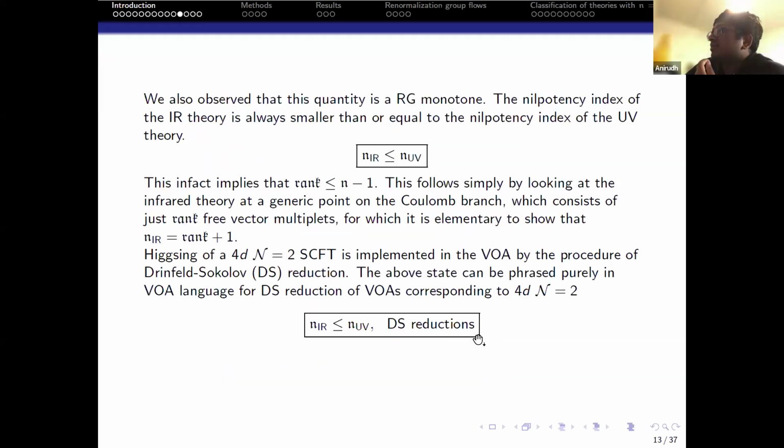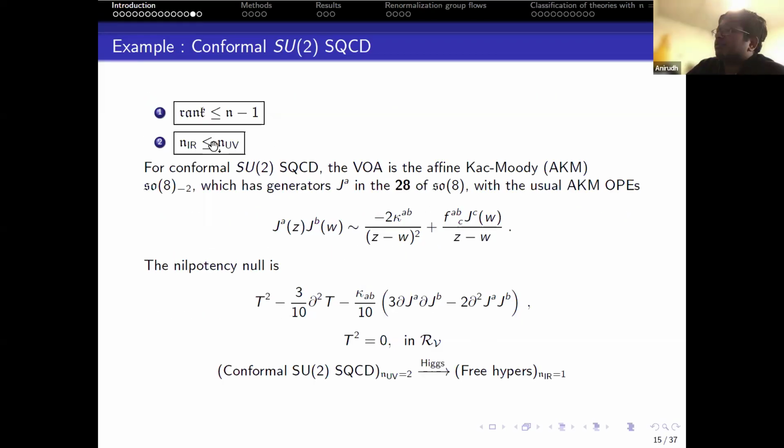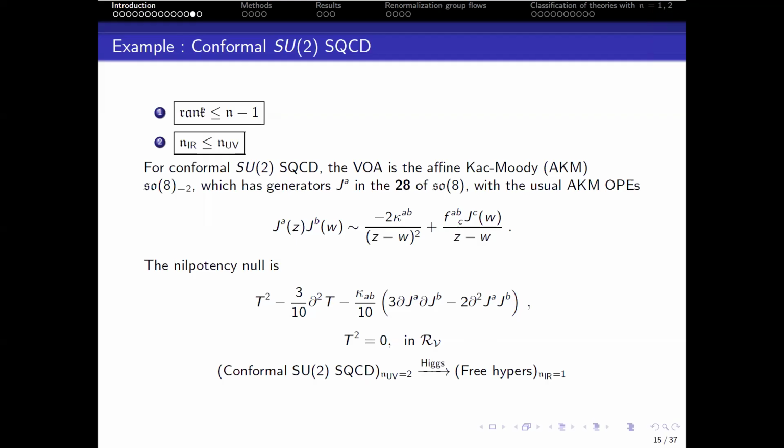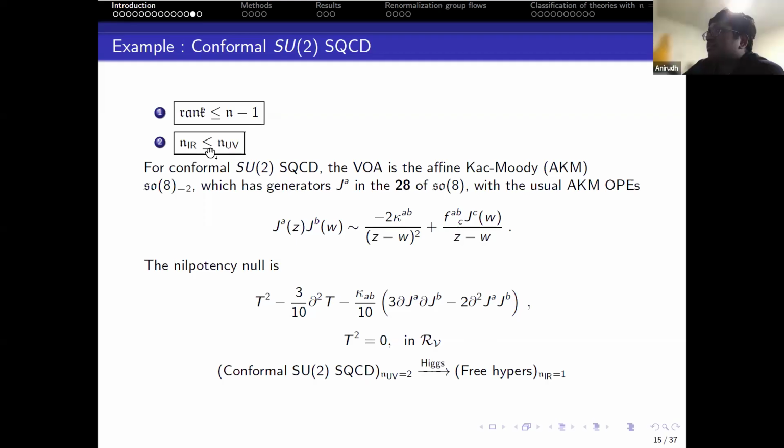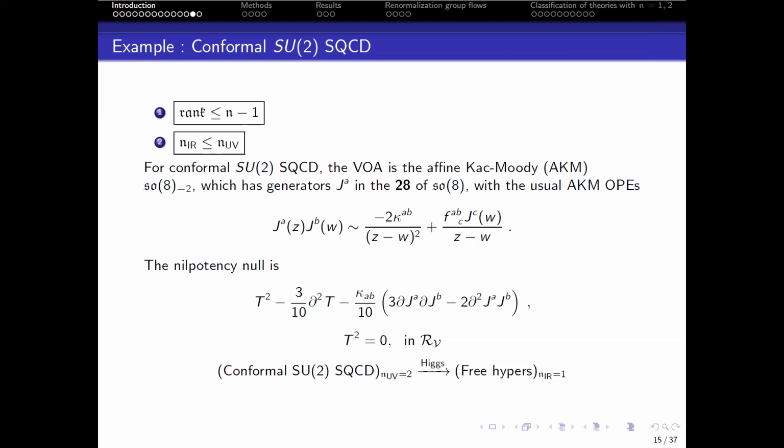Yes, the general statement is that this is true for any RG flow, not just Higgsing, like moving on the Higgs branch. Even if you move on the Coulomb branch, this should be the case. In fact, that's why I said that if you move on a generic point on the Coulomb branch, the first conjecture is actually a special case of the second conjecture, because then the IR N is actually rank plus 1. So rank plus 1 is greater than or equal to the UV N, which is basically the same inequality. Thanks. Thank you for the question.